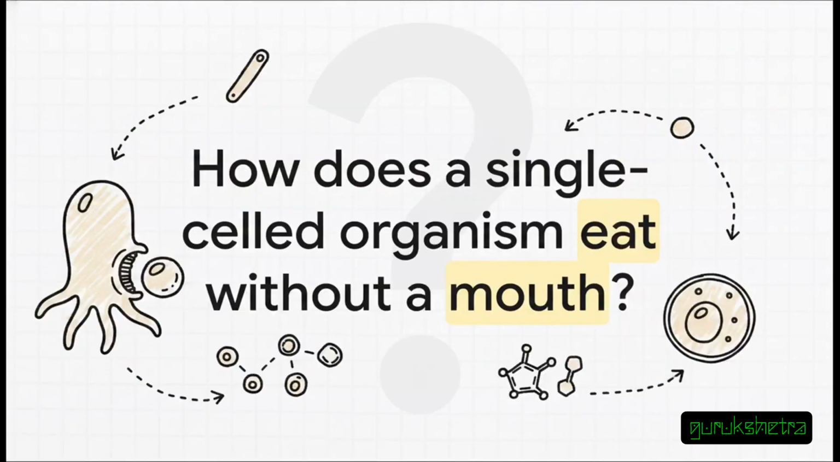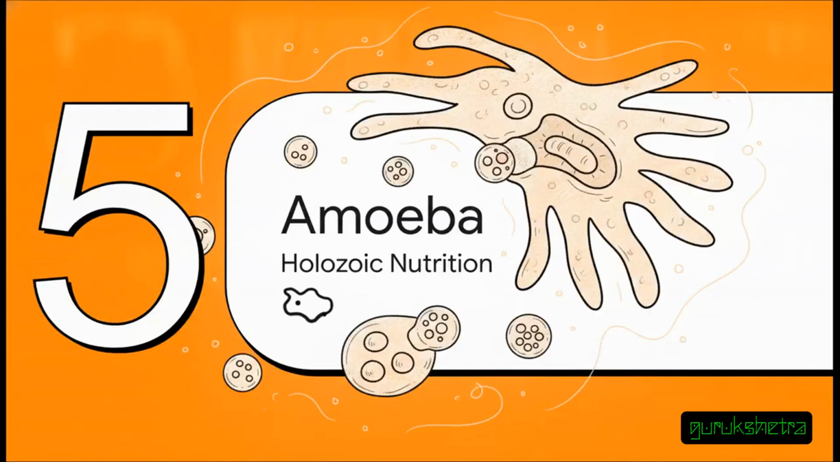Which brings us to a super fascinating question. If complexity dictates the strategy, how on earth does a single-celled organism eat when it doesn't even have a mouth, a stomach, or a digestive tract? Let's find out in Section 5, Amoeba Holozoic Nutrition Process.